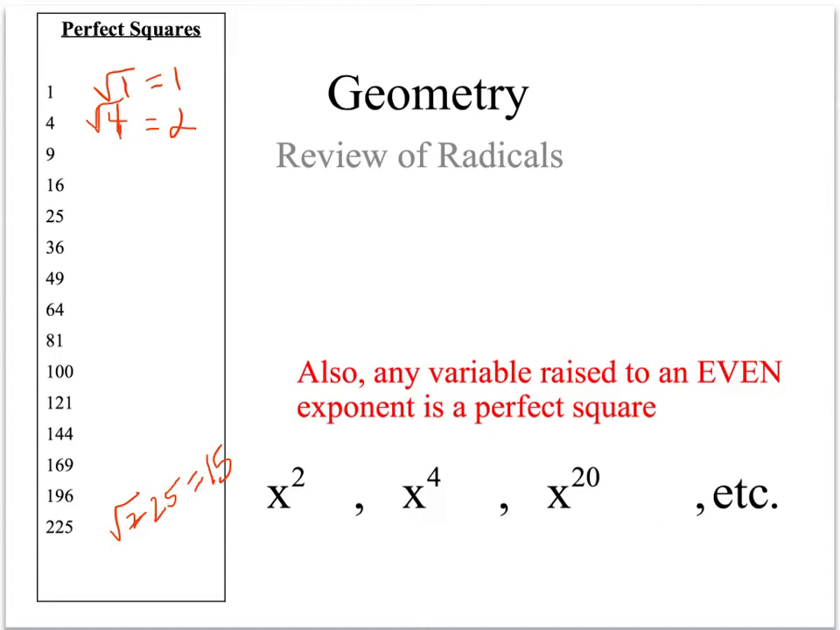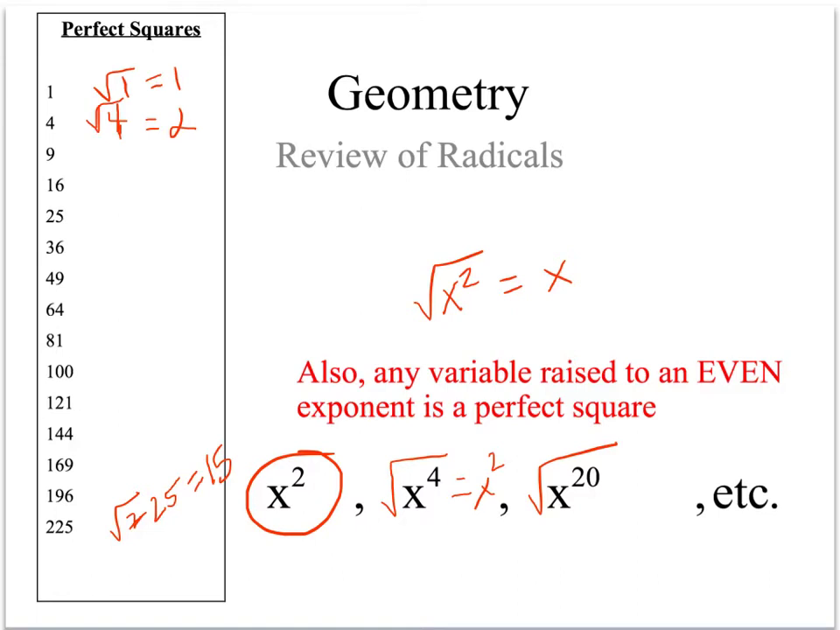Now, the other perfect squares that are important for us would be variables raised to even powers. The square root of x squared is going to be x. And basically, as a rule of thumb, if you square root any variable raised to an even power, you're just going to cut the variable in half. So the square root of x to the 4th is x squared. The square root of x to the 20th is x to the 10th. Why? Because x to the 10th times x to the 10th is x to the 20th. If you remember your rules of exponents, you add exponents. So x to the 10th times x to the 10th is x to the 20th.